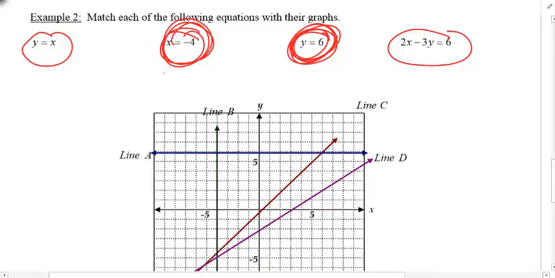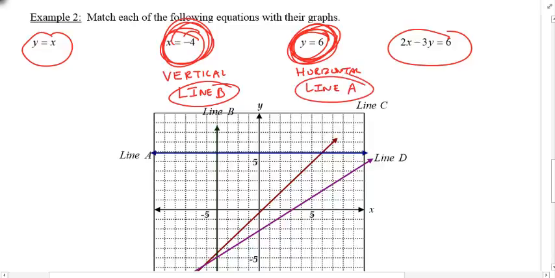X equals -4. This must be your vertical line. So in this example, there's only 1 vertical line. It's line B. Y equals X. That must be your horizontal line. And I think there's only 1 horizontal line as well. Line A. Remember, when there are 2 variables, that's when you have your funky slanted lines.